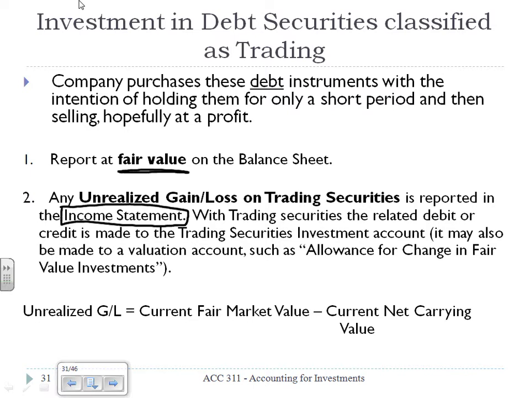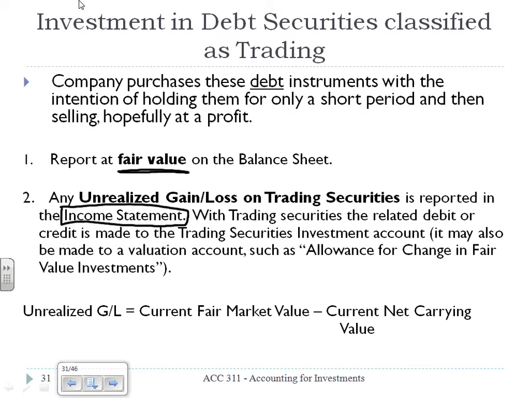So with trading securities, the related debit or credit to the unrealized gain and loss is usually made right to the trading securities investment account. However, we may also set up a contra account, something like allowance for change in fair value of investments. So we can make the journal entry directly to the asset account, or we can set up a valuation account or a contra account, allowance for change in fair value investments. Now, I'll demonstrate that in one of the problems.